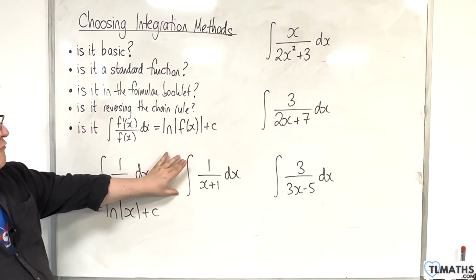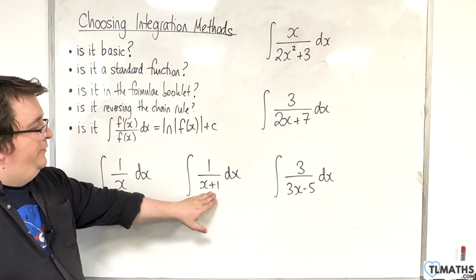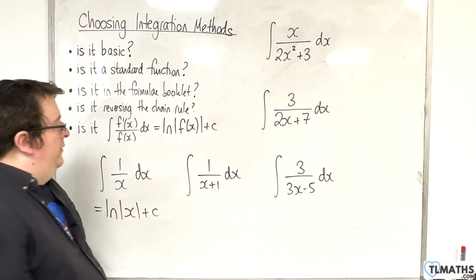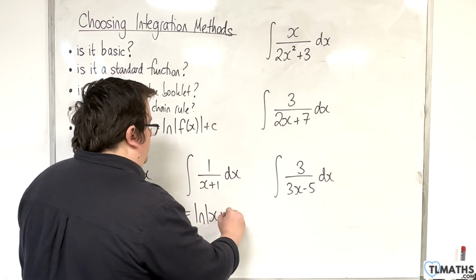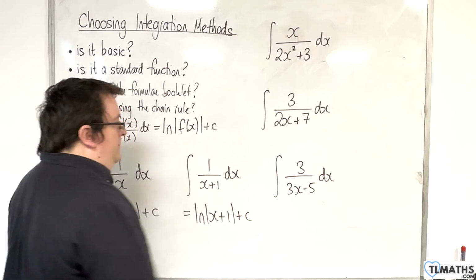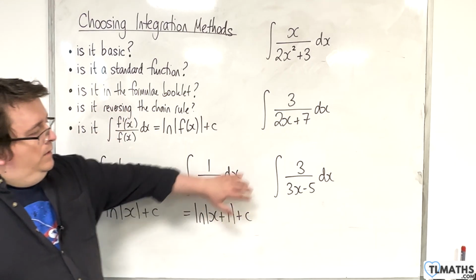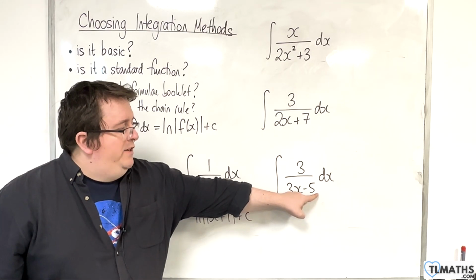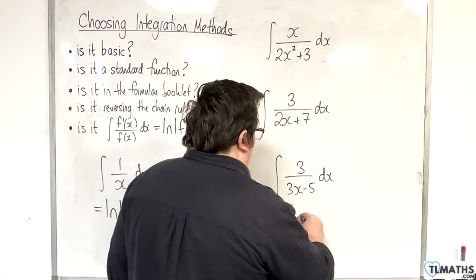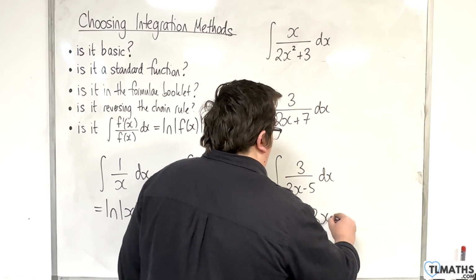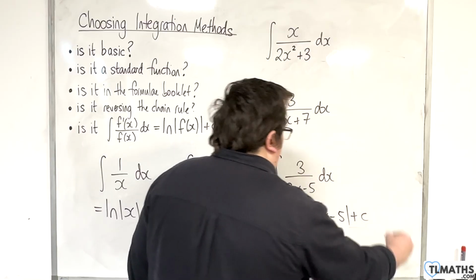So this one, 1 over x plus 1, the bottom differentiates to 1. So this just integrates to the natural log of the modulus of the denominator plus c. This one, 3x take away 5, differentiates to 3. So this integrates to the natural logarithm of the modulus of 3x take away 5 plus c.